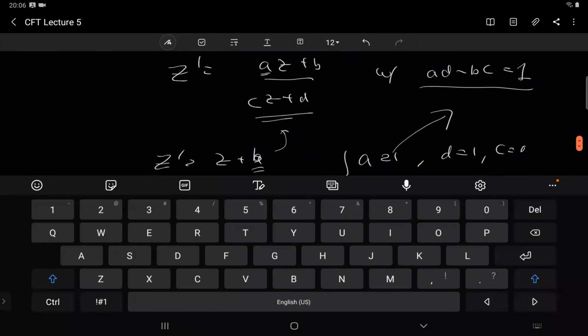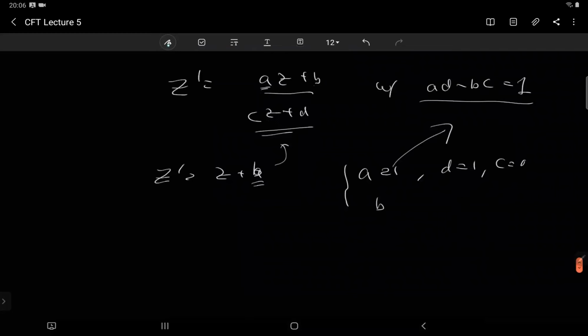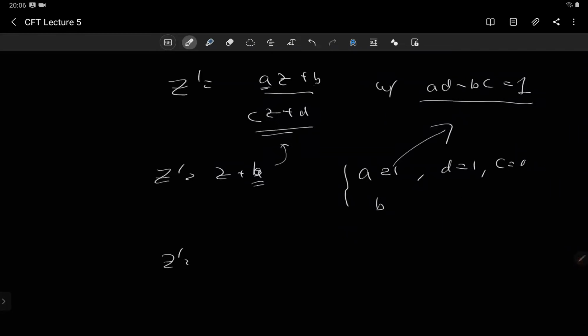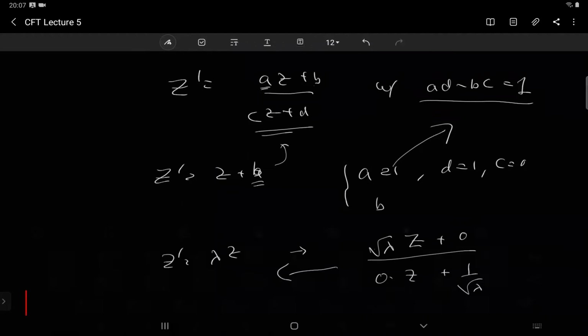So we see the translation can be written in this form. All right, now look at rotation and scaling, z prime equal to lambda z. How do you write this in this form? You can write it like this: root lambda times z plus 0 over 0 times z plus 1 over root lambda. Now it's clear that this is the same form, and ad is 1 minus bc, which is 0, so ad minus bc is 1. So we've written that also.